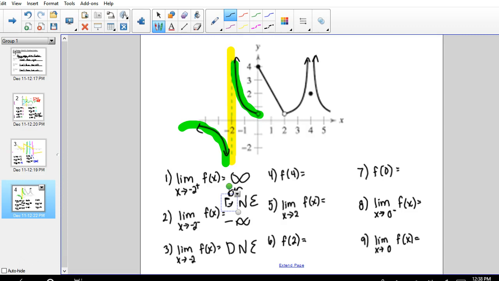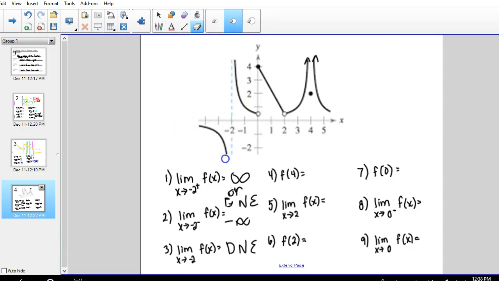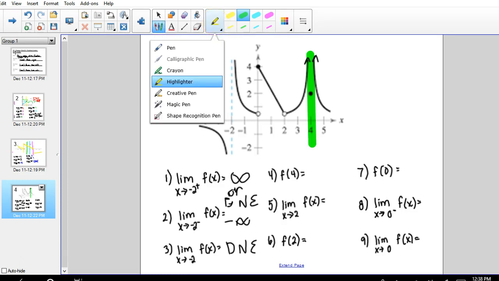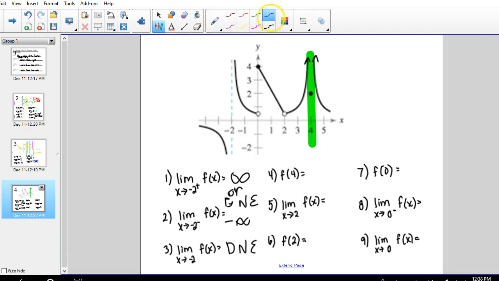Okay, I'm going to erase this so that we can see the other stuff more easily. All right, our next problem is f of 4. So we're looking at where x equals 4, and we're just looking for where we have the closed end dot. So what is the closed end dot? Its y coordinate would be 2. So our answer here would be 2.